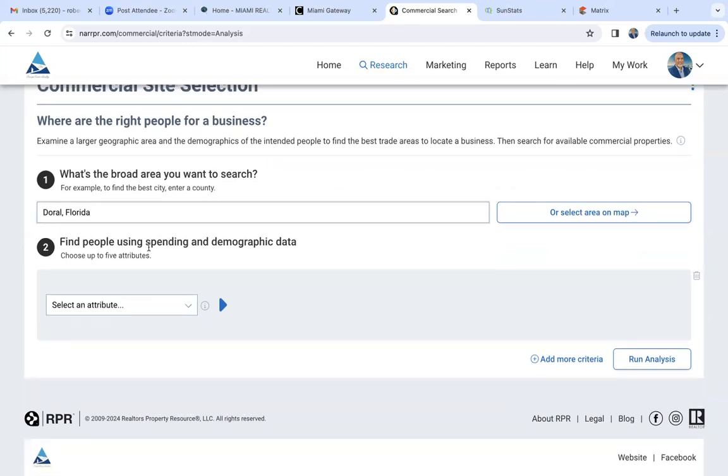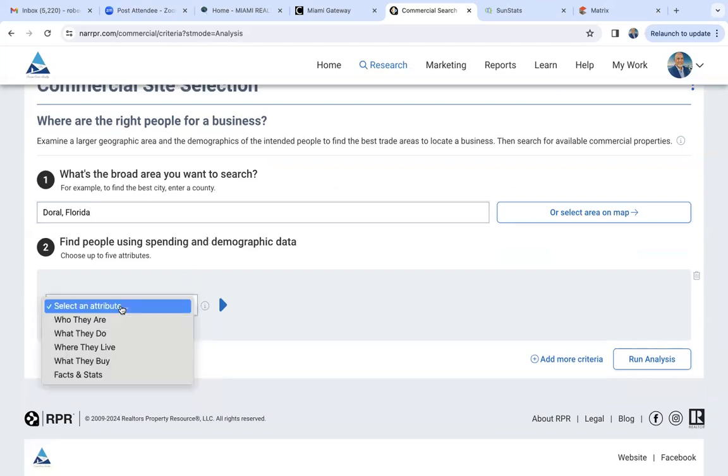Number two, find people using spending and demographic data. Okay, we're gonna come over here and let's say we've got a commercial client, right? And they're looking to open a restaurant. And they want to see where in Doral do people spend most of their money dining out. So we can go with who they are, what they do, what they live, what they buy, right? Facts and stats. Let's go with what they buy.